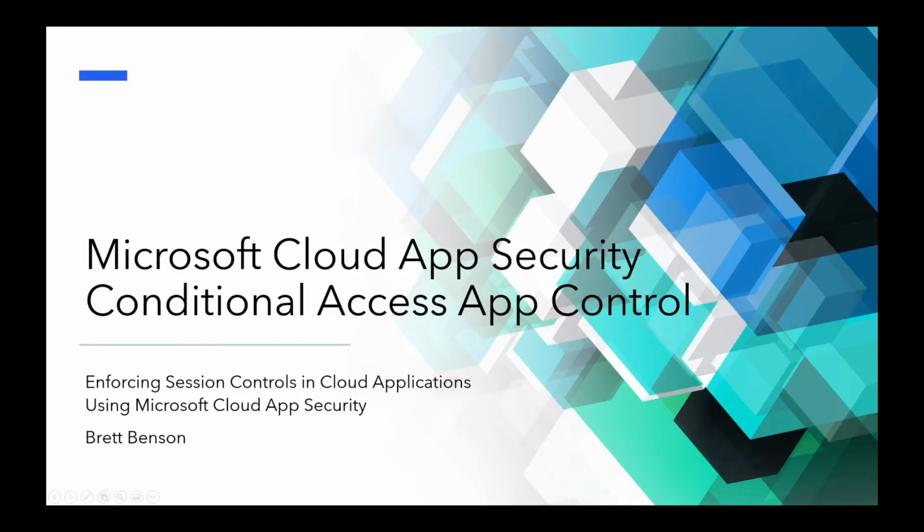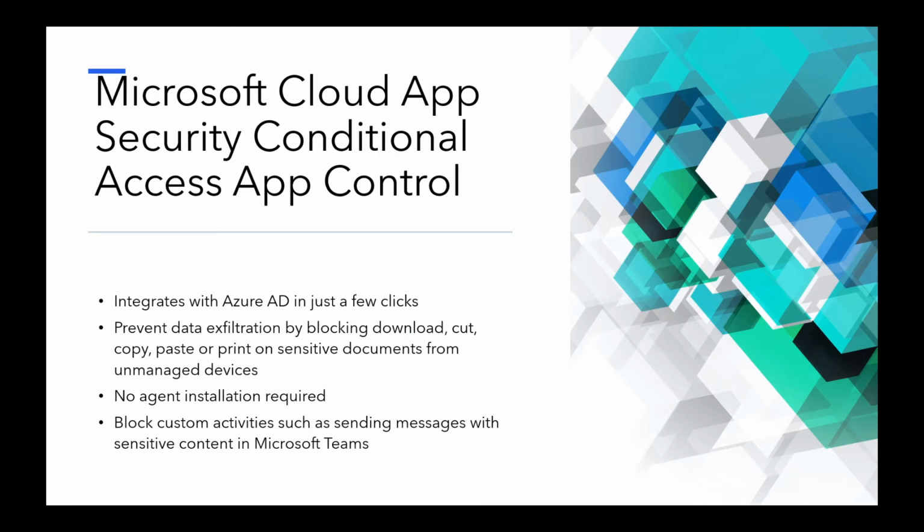Hi everyone. Today I'm going to show you how to use Microsoft Cloud App Security Conditional Access App Control to enforce session controls in cloud applications. Microsoft Cloud App Security Conditional Access App Control integrates with Azure Active Directory in just a few clicks. It can be used to prevent data exfiltration by blocking download, cut, copy, paste, or print on sensitive documents from unmanaged devices. There is no agent installation required, and it can also be used to block custom activities such as sending messages with sensitive content in Microsoft Teams.